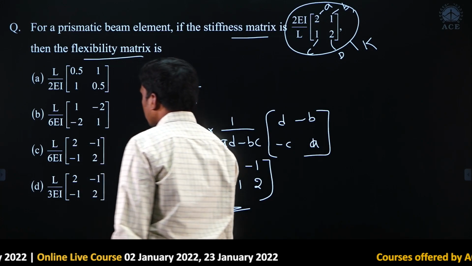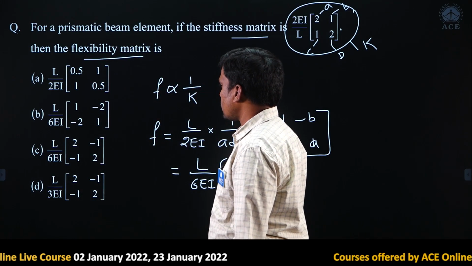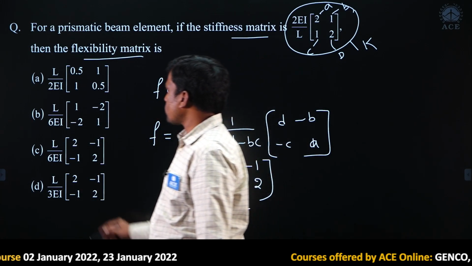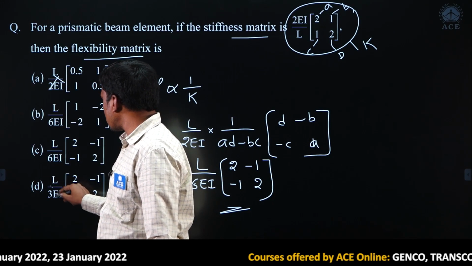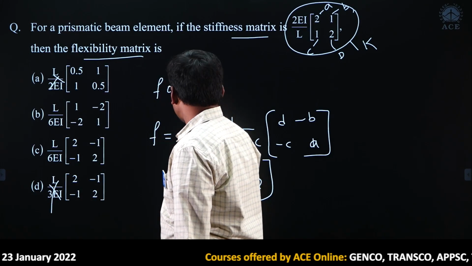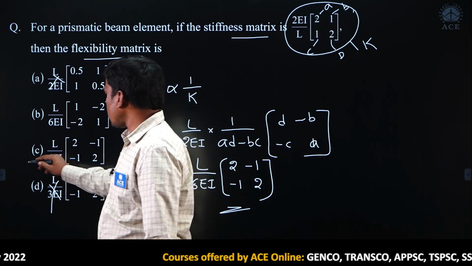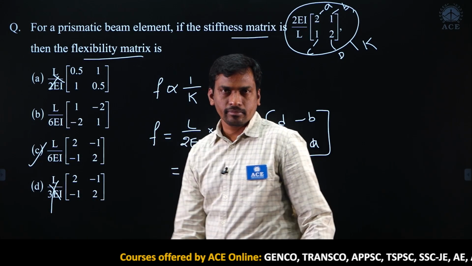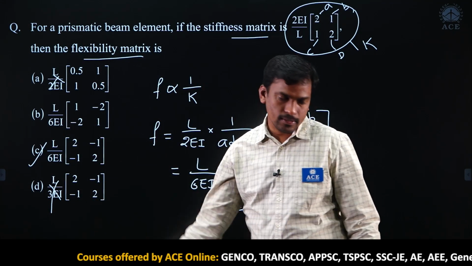So which option is correct? L by 6EI. So this 2A is wrong and this 3A is wrong, okay. So this is 2 minus 1, option C is correct, okay. Note down please.